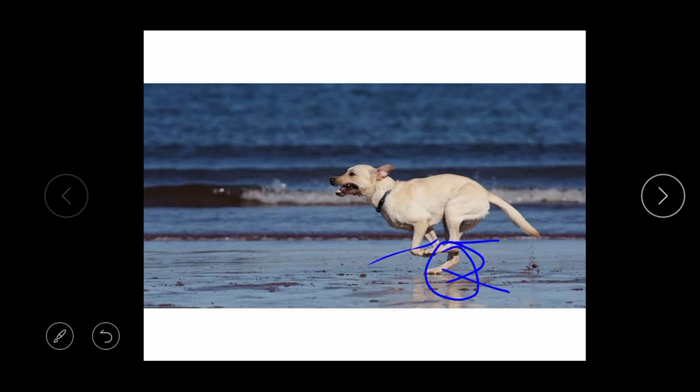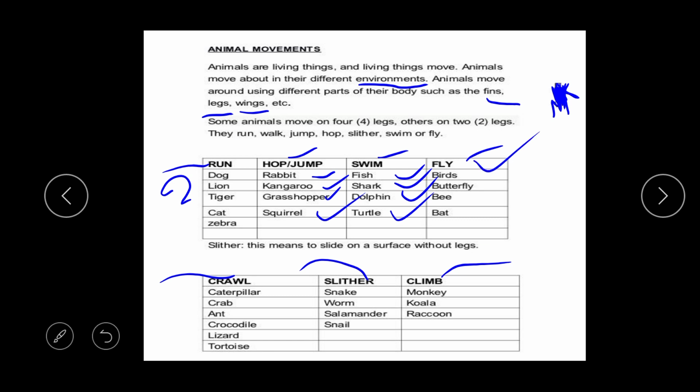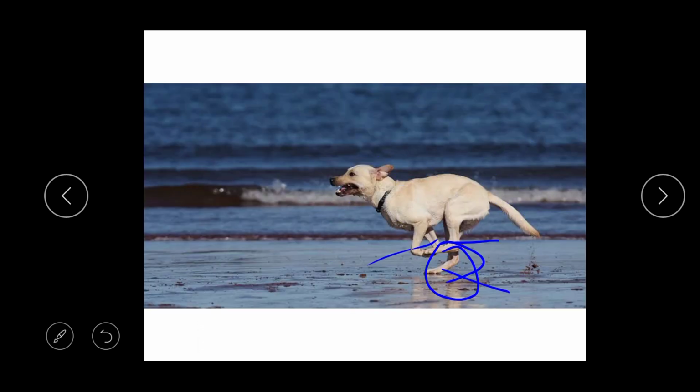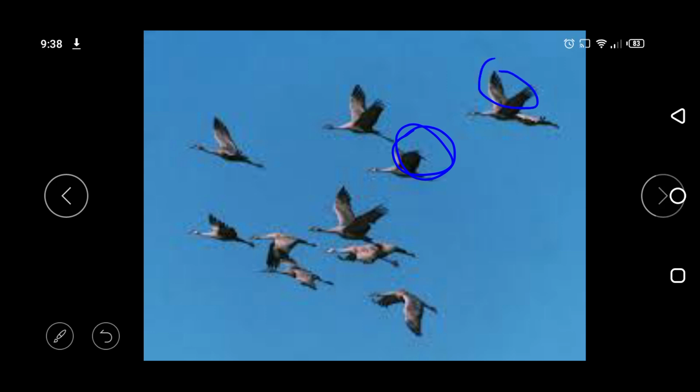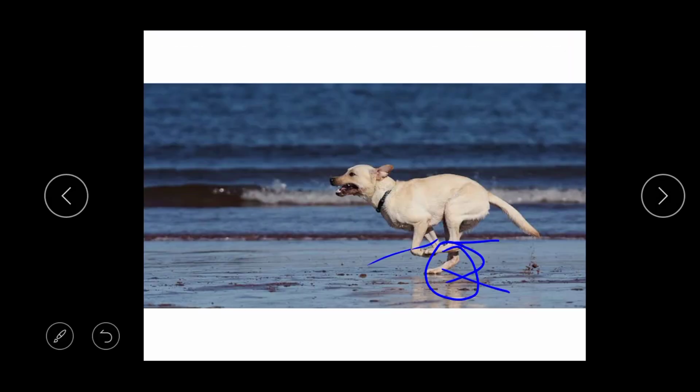Let's look at the next movement. Fly. Animals that fly: we have birds, butterfly, bee, bats. Let's look at these birds. The birds are flying, or you can say they are moving in the air using their wings. They are using their wings to move in the air.